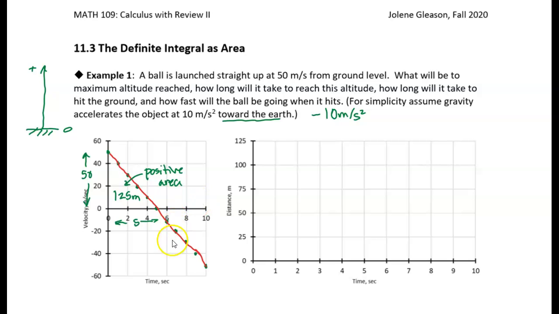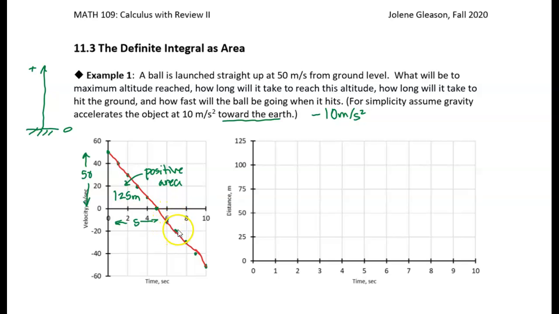Now after it goes up as high as it's going to go, that's the point where the velocity is 0. So that's this point right here. The velocity is 0, and now it's coming back down toward the Earth. So the velocity is negative, meaning it's traveling in the negative direction, which is back down toward the Earth.